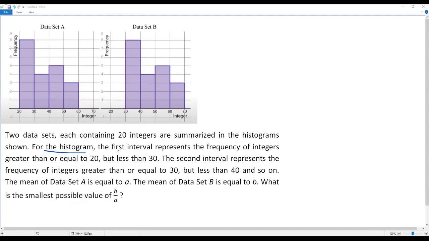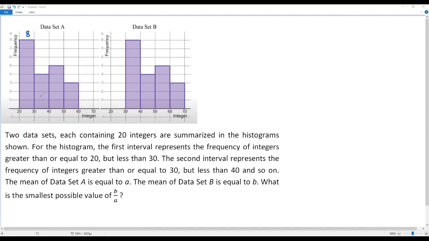For the histogram, the first interval represents a frequency of integers greater than or equal to 20 but less than 30. Now let me consider the first interval in this first histogram. That is, we can consider 20 or 21, 22, 23 up to the number which is less than 30. We should not consider 30 in this interval. So we can consider all integers from 20 to 29. Here we have 8 integers in the first interval. So the 8 integers in the first interval will take the values of 20, 21, 22 up to 29, that is less than this value 30.